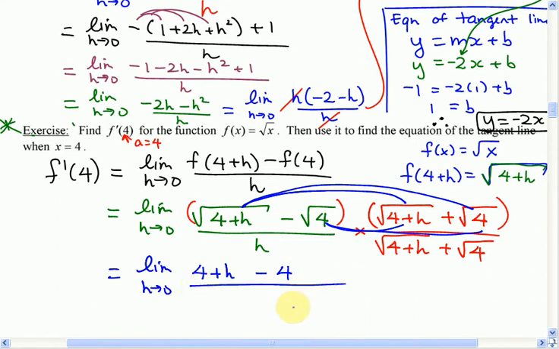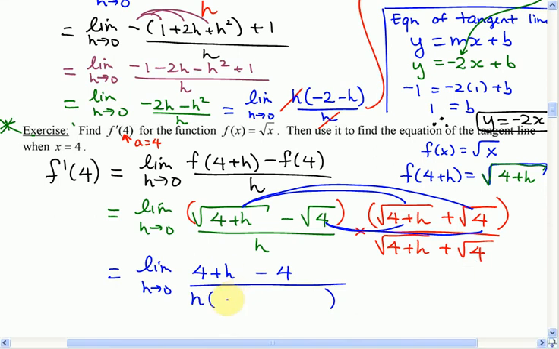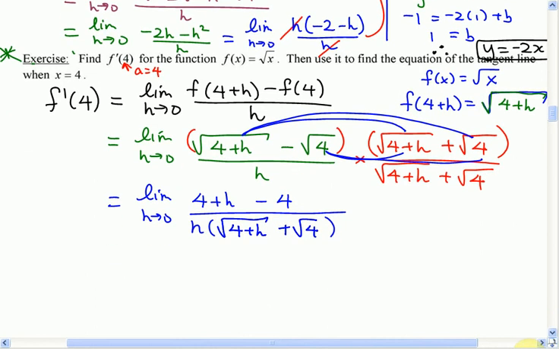And the denominator, I'm not going to ask you to multiply it out, but I do want you to just combine them together. So h times root 4 plus h plus root 4. Okay? So remember the good old conjugate when you see square roots. Okay? That's how you do it.